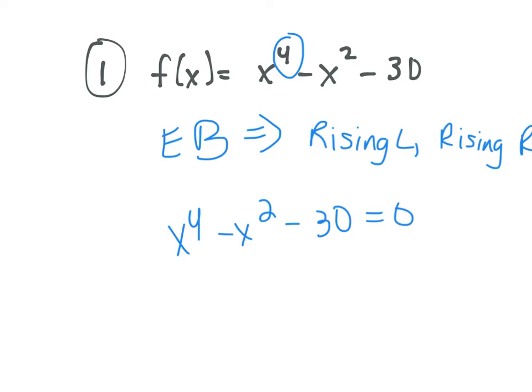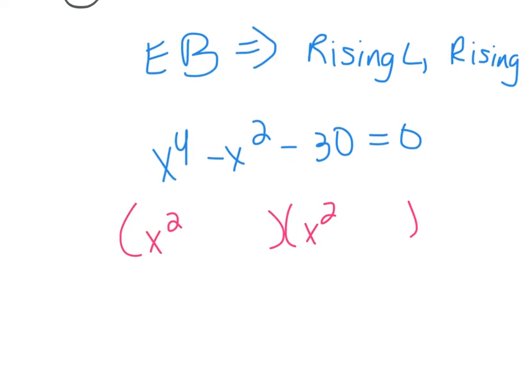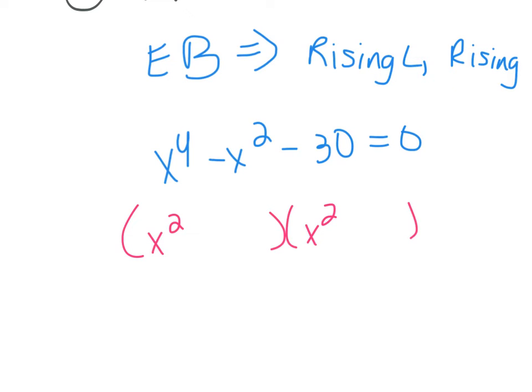So what do I do? Think about x to the 4th. What times what would give you x to the 4th? X squared. Okay, so x squared and x squared. Agreed? All right. Now, what times what could give you a negative 30 when you multiply, but a negative 1 when you add? Think about 30. It's 1 and 30, 2 and 15, 3 and 10, negative 6, positive 5. Agreed?